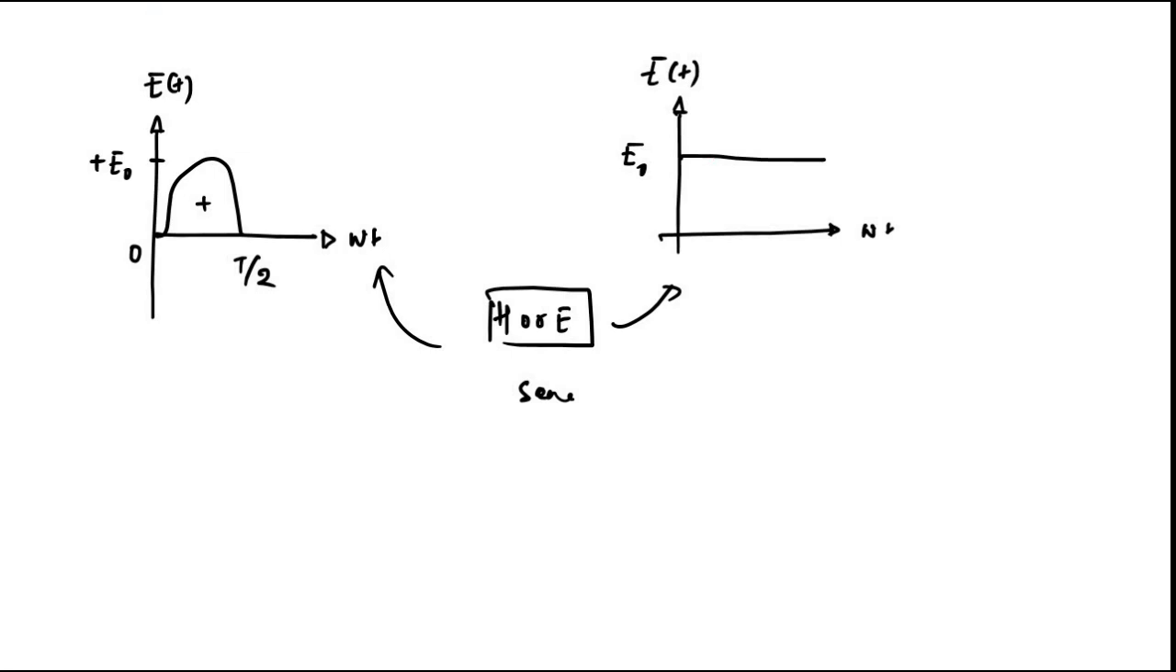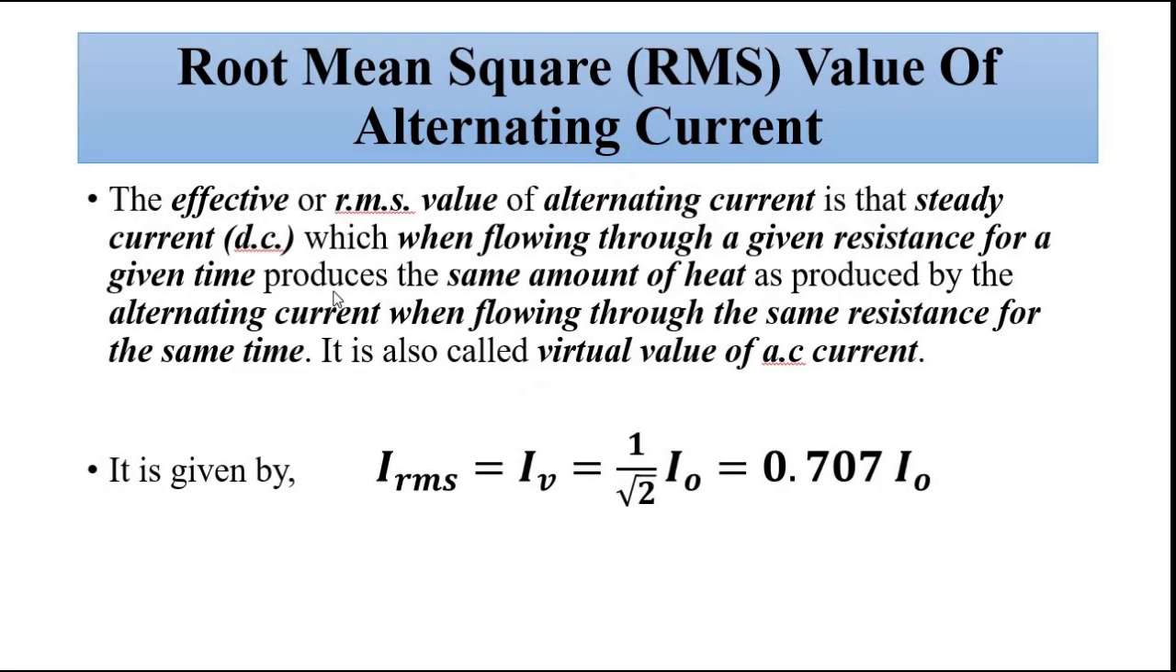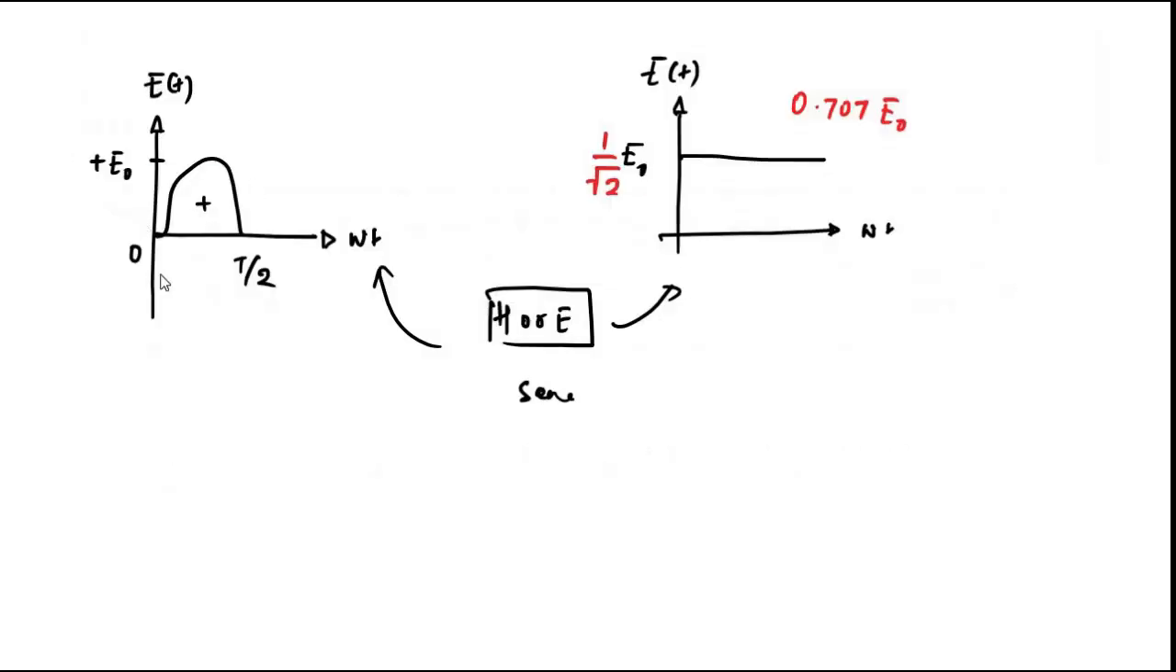So here that is equal to 1 by root 2 times E0, or 0.707 times E0. Same goes for alternating current also, the RMS value of alternating current. It is that steady DC current which, when flowing through a given resistance for a given period of time, produces the same amount of heat as is produced by the alternating current flowing through the same resistance for the same time. Again, that is also 0.707 I0.